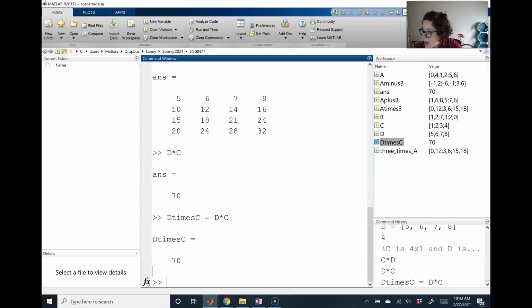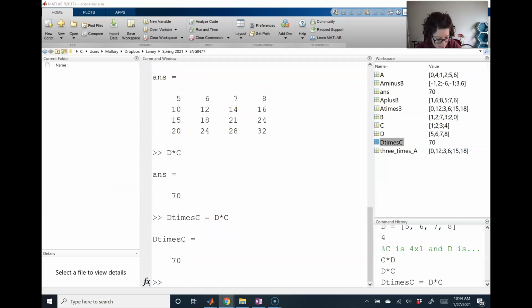Okay, I recommend trying to type some of the other examples from the Canvas page into MATLAB, just to get comfortable defining matrices, multiplying them, all that jazz.